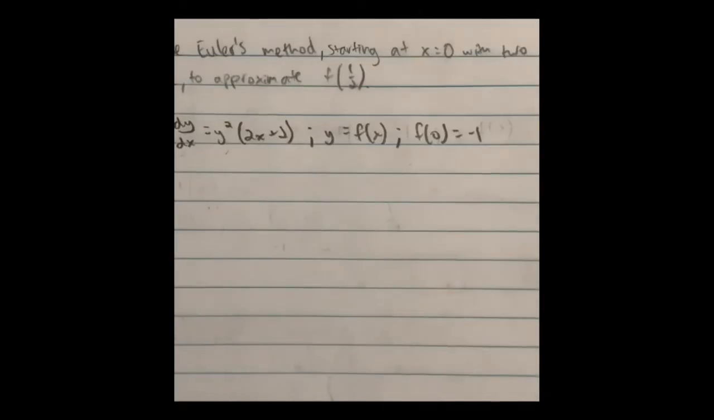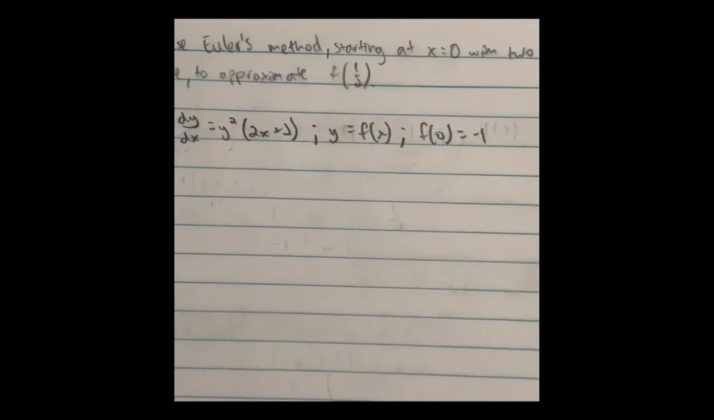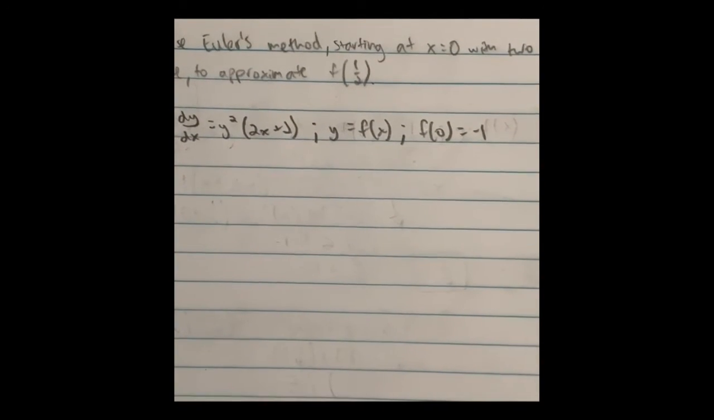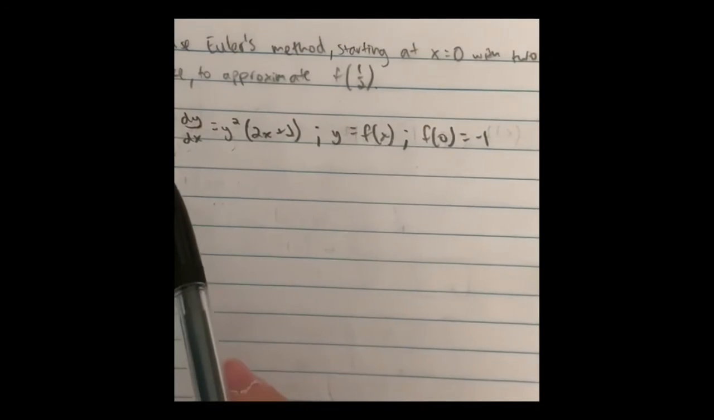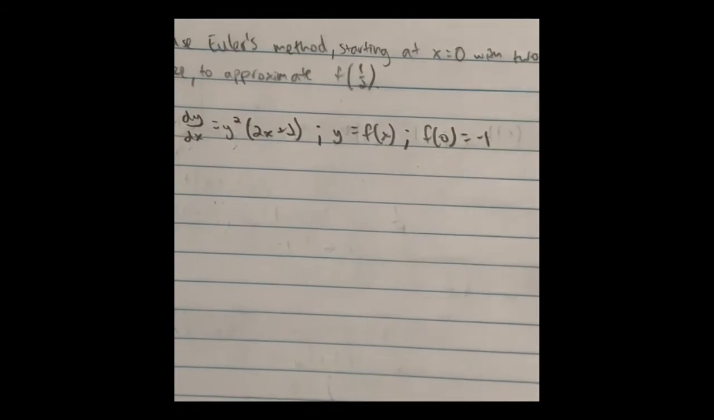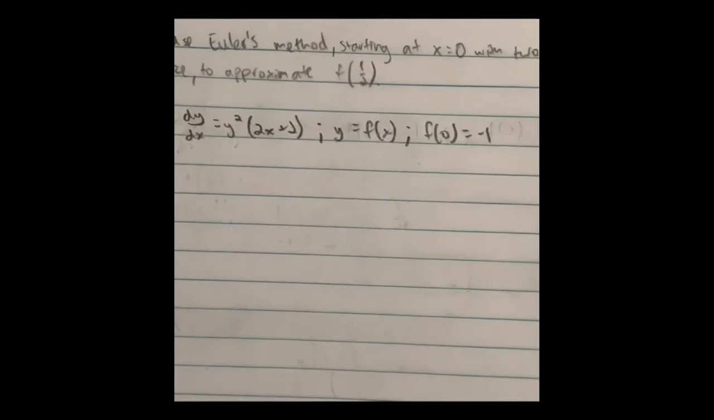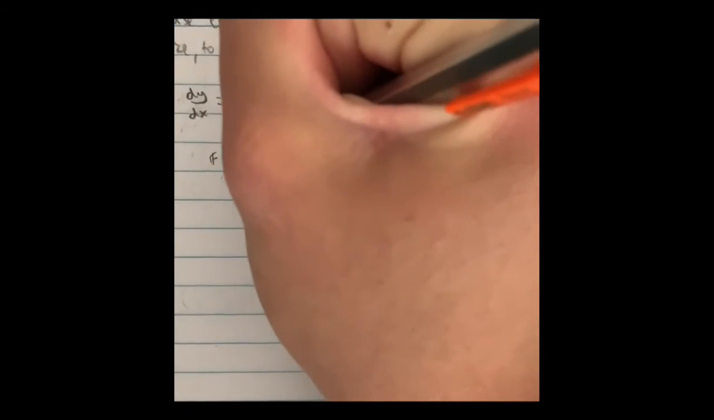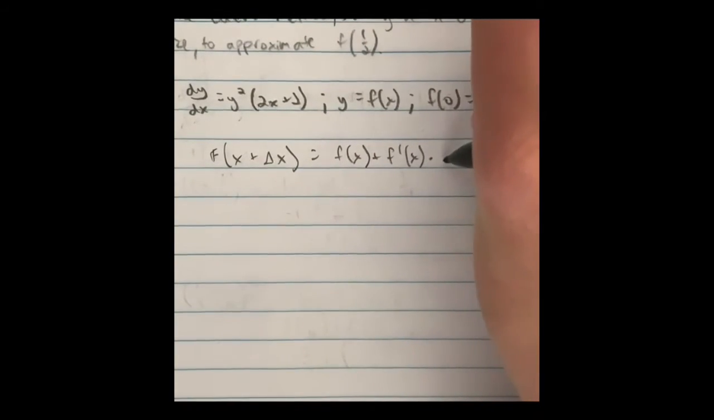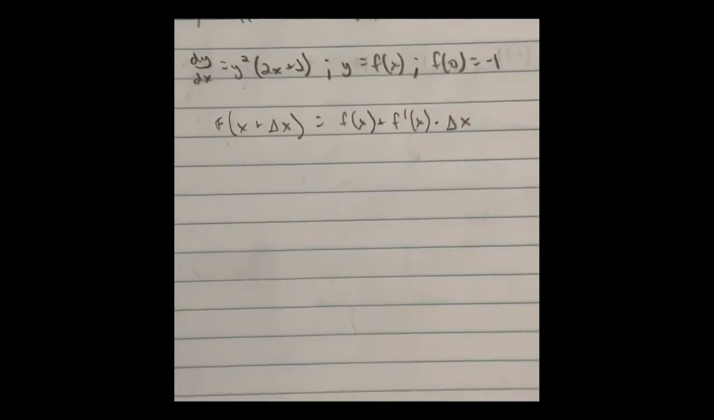So the question for 5b was, use Euler's method starting at x equals 0 with 2 steps of equal size to approximate f of 1/2. And it gives us that dy over dx, the derivative of y with respect to x, is y squared times 2x plus 2. And it also gives us that y equals f of x, and that f of 0 equals -1. So the first thing to do is to identify Euler's method, which is just f of x plus the change of x equals f of x plus f prime of x times the change in x. And then you would plug the numbers in.